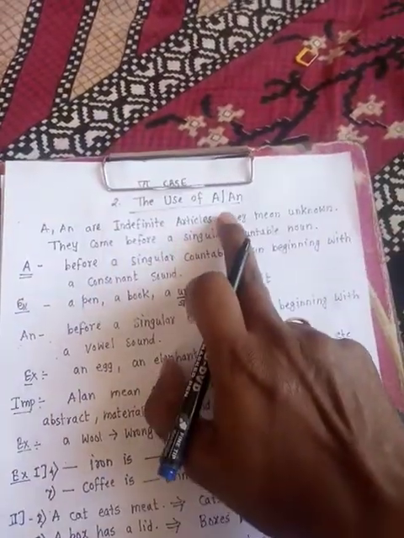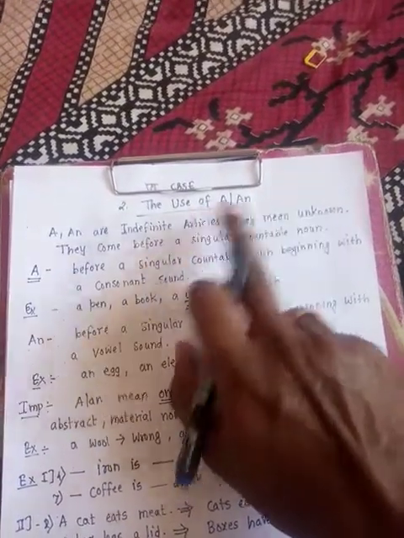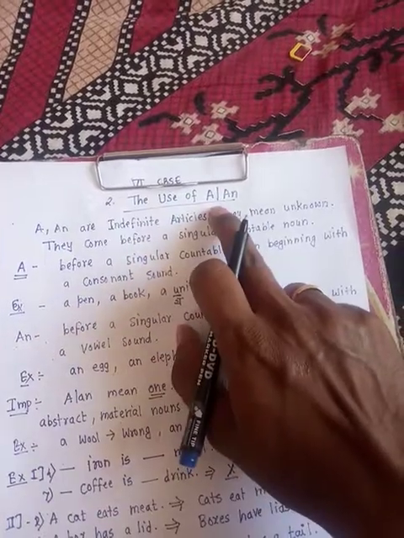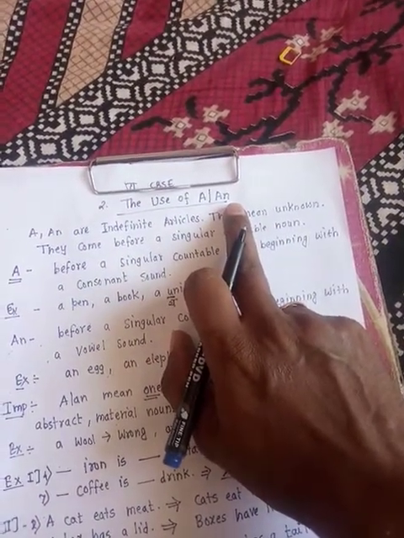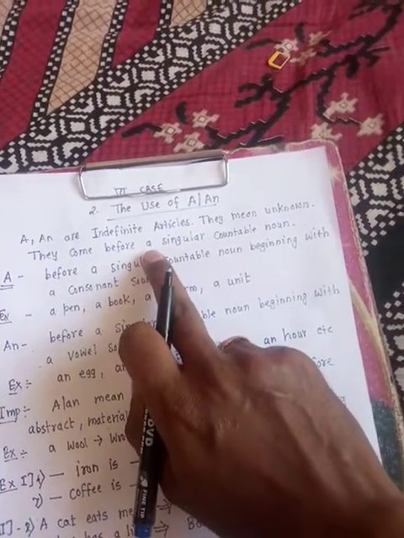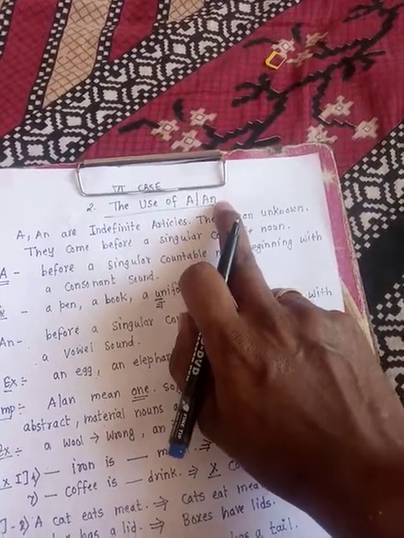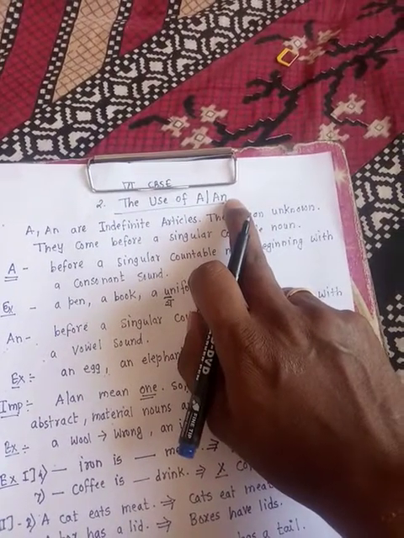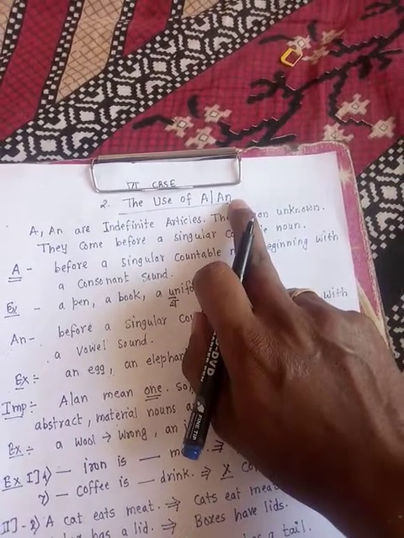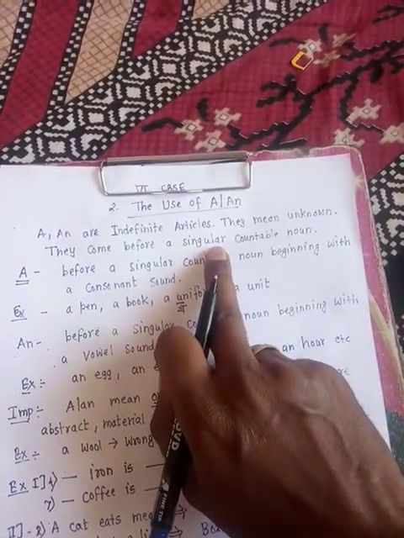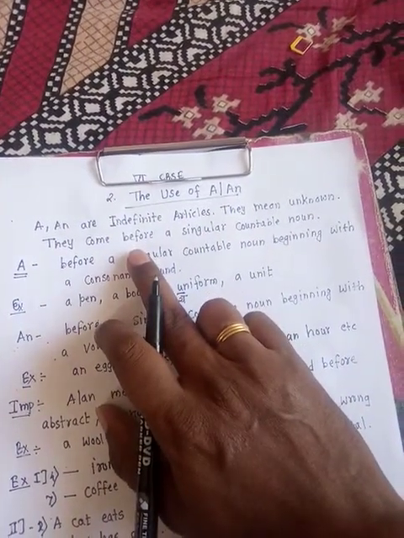Now, the second lesson is the use of a and an. It is completely based on the first lesson because a and an are used before singular countable nouns. So if you have understood the meaning of countable noun, then only you can understand the use of a and an. So if you haven't seen my first video, you must see the first video, then only you can understand this lesson. See, a and an are indefinite articles.